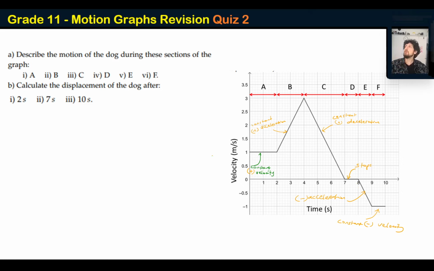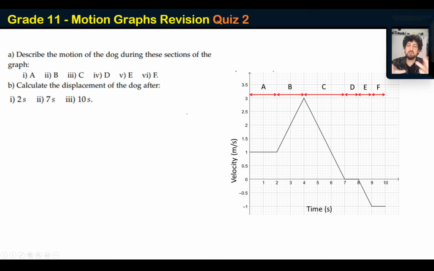Okay? Right, calculate the displacement of the dog after 2 seconds. Oh, so now we've got to think about something else. I'm going to get rid of all of this. I can do this with one button, by the way. Here we go. Calculate the displacement of the dog after 2 seconds. So this is extremely important. In order to calculate the displacement in a velocity-time graph, I have to work out the area under the graph. That's simply it.